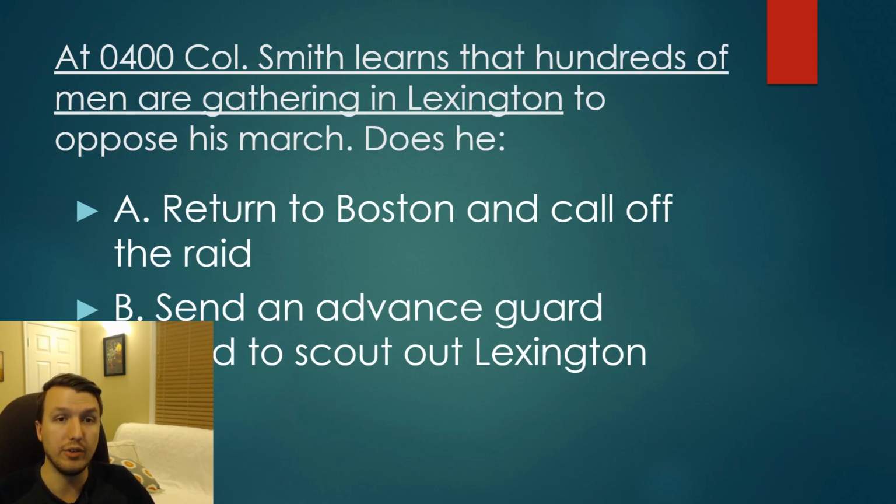0400, Colonel Smith learns that hundreds of men are gathering at Lexington. Does he A, return to Boston and call off the raid, B, send an advance guard ahead to scout out Lexington? Advance guard, and this is just a side note, you can probably argue is about 100 men out of his forces, so he has a lot more men than that. He's about 1,200 around there. So he's going to send a small force ahead, or is he going to return to Boston?